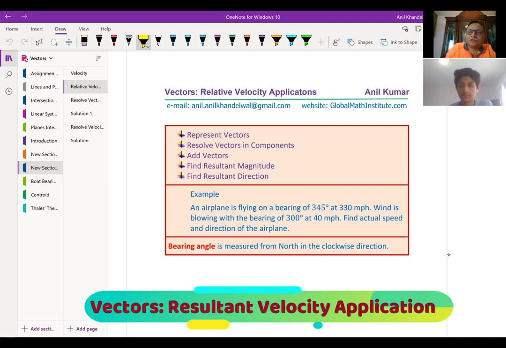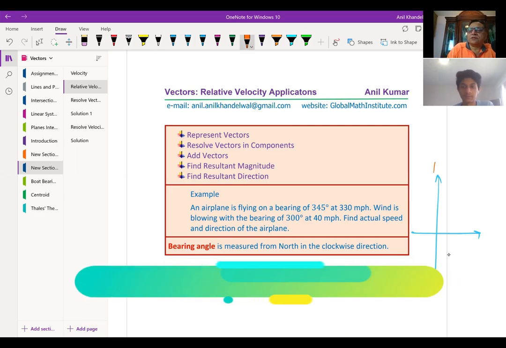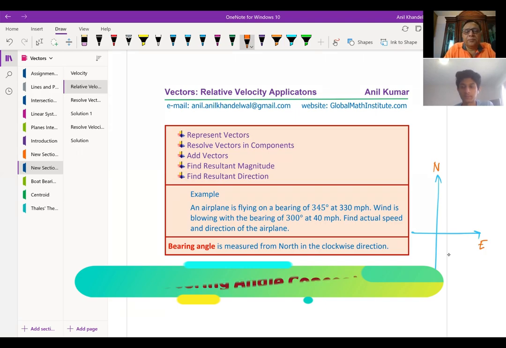Correct. So, as you know, bearing angles are measured from north. So, if this is the north for us, and let us say the east for us, we can say north and east. So when I say the airplane is flying on a bearing of 345 degrees, it means that from the north, we go like this all the way, and it is 345. Do you see that? Yeah. That is what it means. So the airplane is flying in this direction.